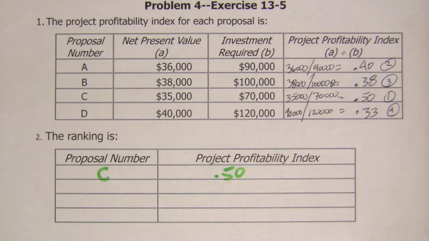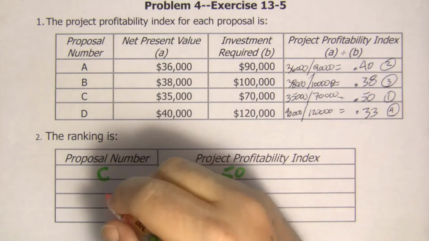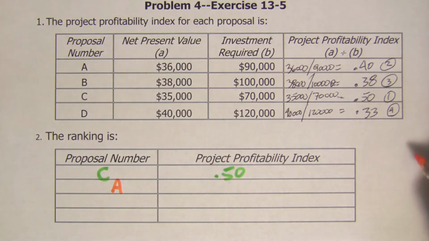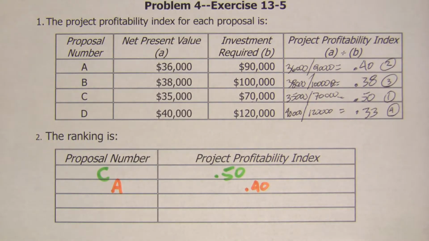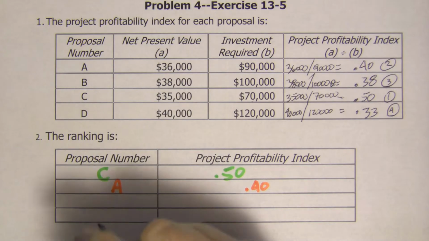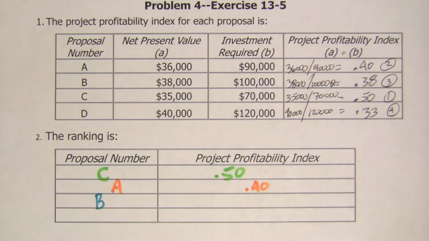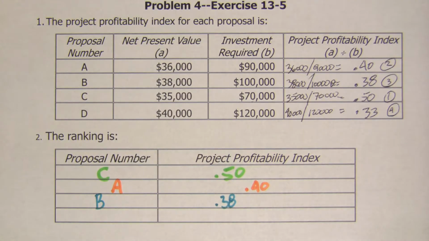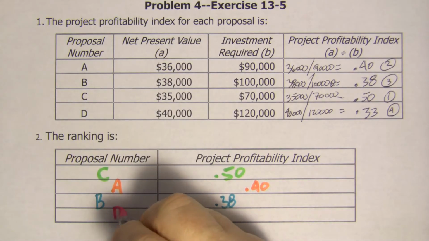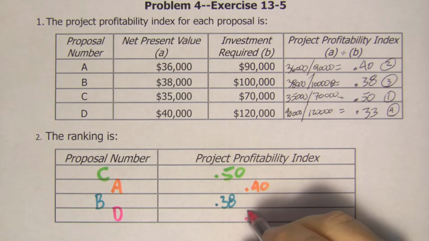The next project, the next highest profitability index is proposal A, and that's 0.40. And our next is B, and the profitability index there is 0.38. And our last option is D, with a profitability index of 0.33.